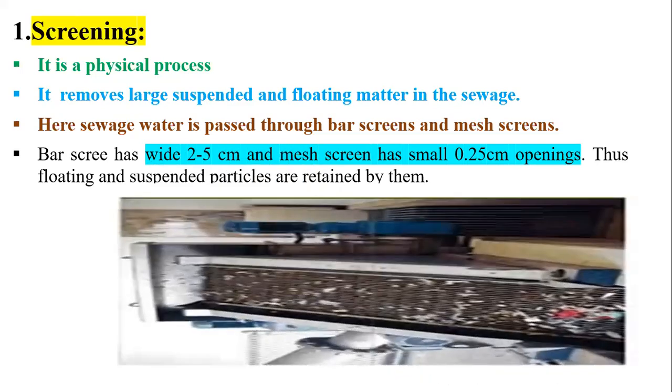This is the diagram for the primary treatment process. You can see most of the waste will be present, the large coarse solids will be present on the surface of that mesh only.